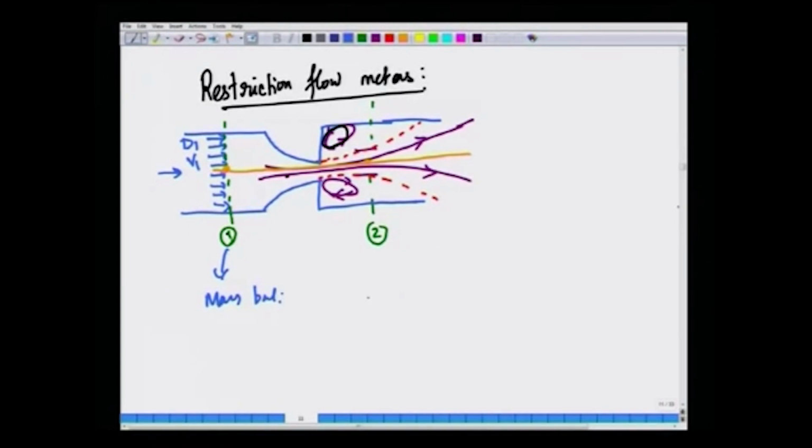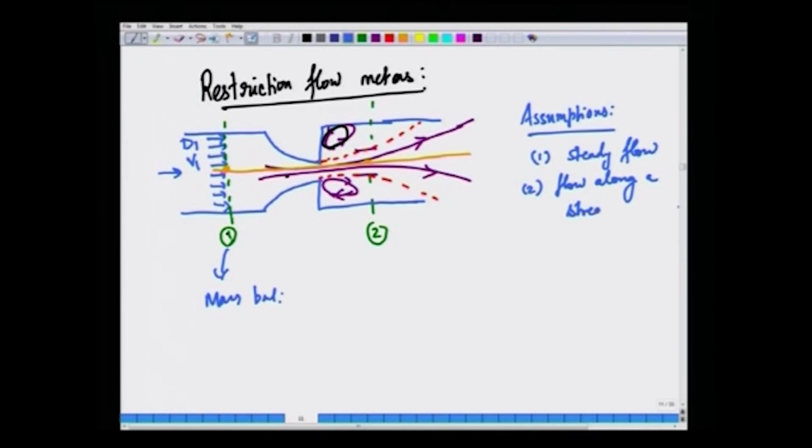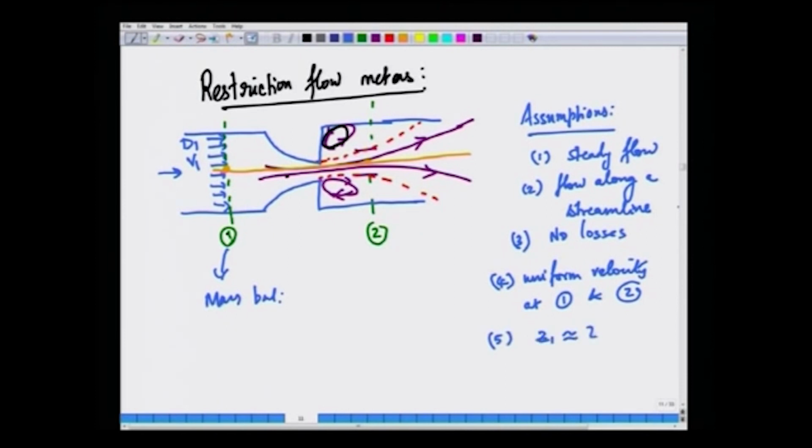Okay. So, the mass conservation equation will simply tell you, if I apply mass conservation between point 1 and point 2, let us make the assumptions first. The assumptions are steady flow, flow along a streamline, because we want to be able to apply the Bernoulli equation, no losses, which will be corrected for later, and you will have uniform velocity at stations 1 and 2.